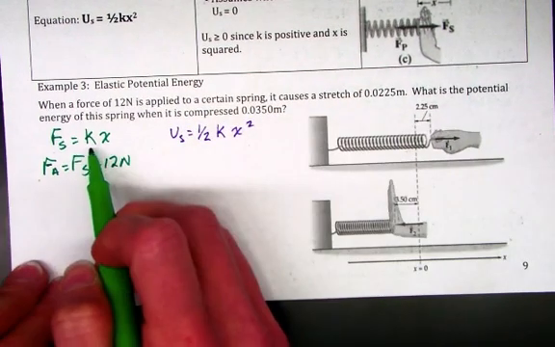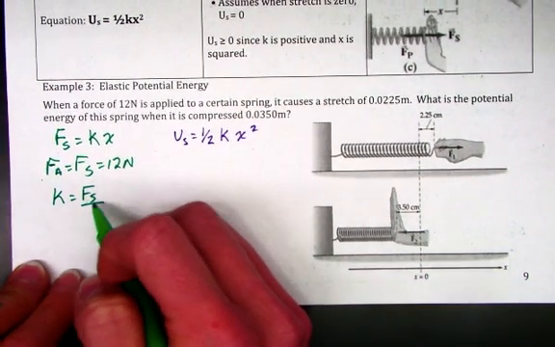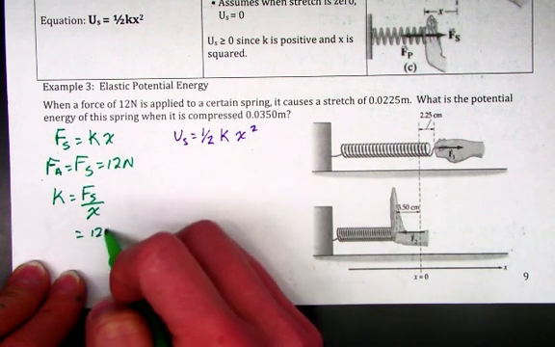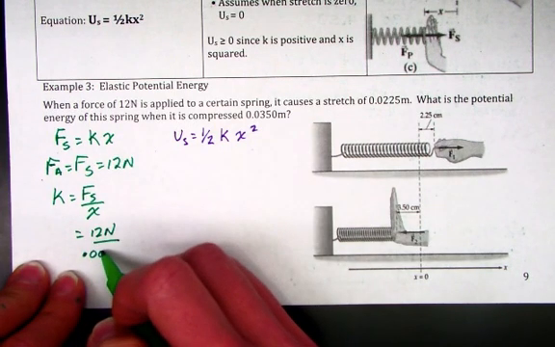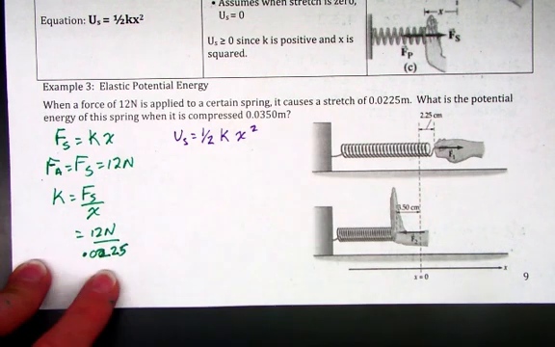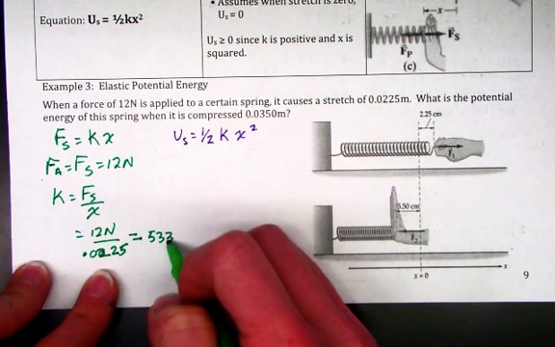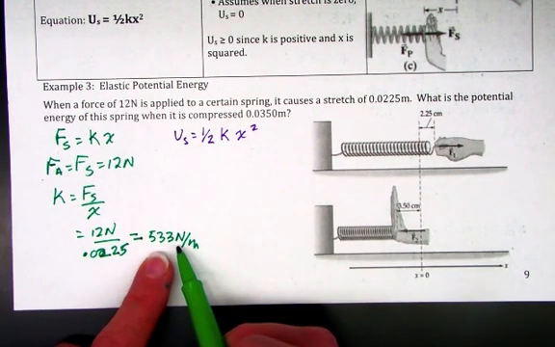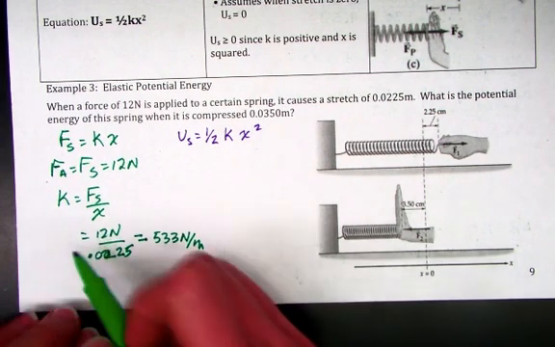So if I want to solve for k, I just have to take my spring force and divide it by the displacement. Well, the spring force is 12 newtons. The displacement is 0.0225, and that's going to equal 533 newton meters. So it's going to take 533 newtons of force to move this spring a meter. So that's our k value.